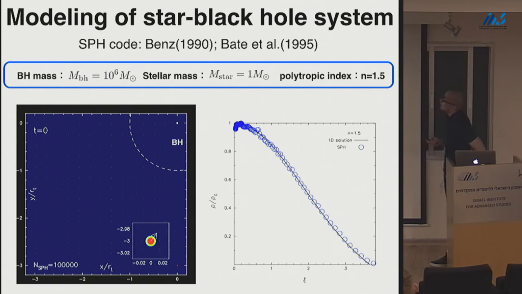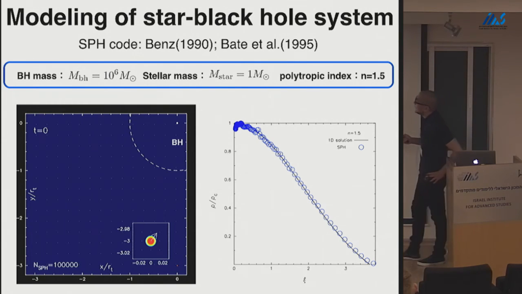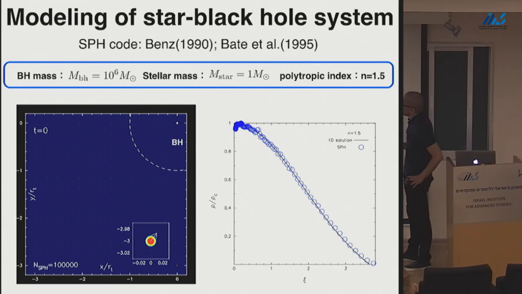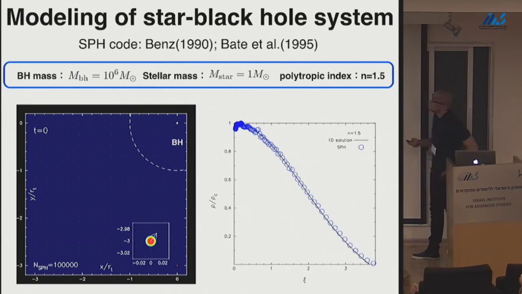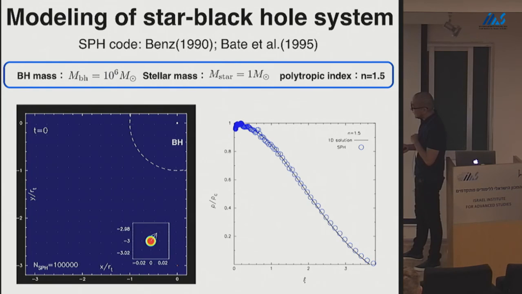So this is the modeling of the star-black hole system using the SPH code developed by Benz and Bell et al. And we use common parameters. The black hole mass is 10^6 solar masses, and the stellar mass is 1 solar mass. This is the initial state of the density map. We put the star here, and the black hole is here. The dashed circle shows the tidal disruption radius. This is the extended star, and the initial direction of the star is here. The star is modeled by a polytropic sphere.